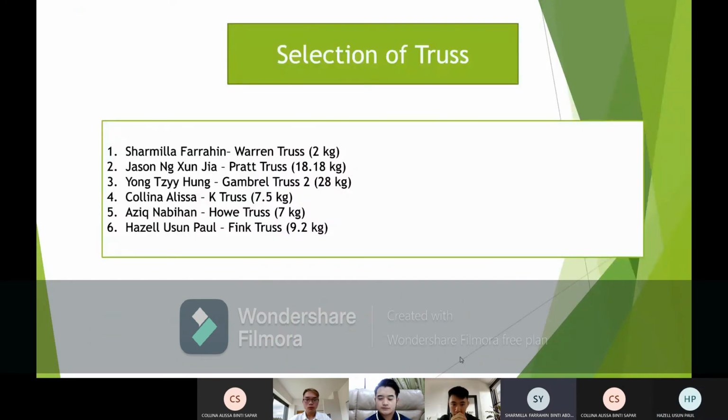So for the selection of bridge design, based on the truss of each group member, we all agree on Young's Gambrel truss because its behavior of truss under load applied has slight change when weight of 28 kg is applied.